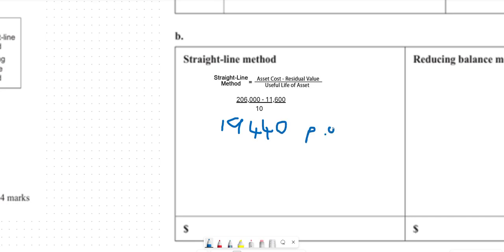Okay, sorry, that's a bit messy. And then we're going to divide that by 4 because we're only claiming 3 months, 1st of April through to 30th of June. So that's a common trap. Be careful of your dates. And you should end up with $4,860.